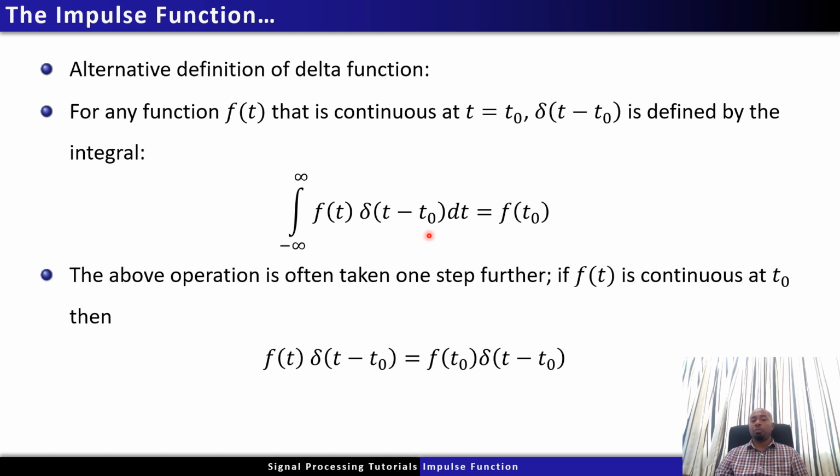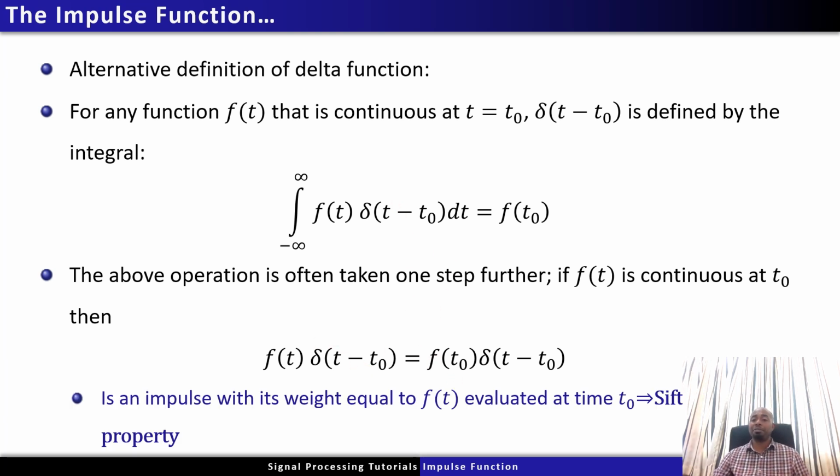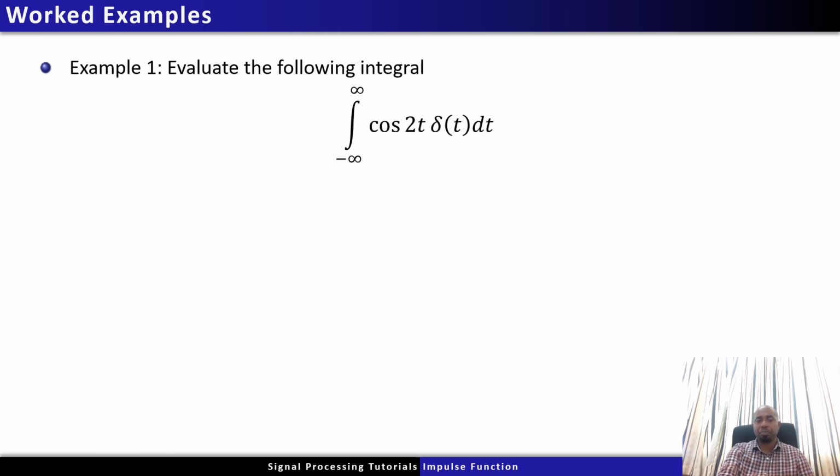All right, so the above operation can be taken one step further. If we take it one step ahead, we can also write f of t times delta t minus t naught, which is f of t naught times delta t minus t naught, because this product will yield only a single value when t is equal to t naught. And this property is what we call the shifting property, which we normally use extensively when evaluating these integrals.